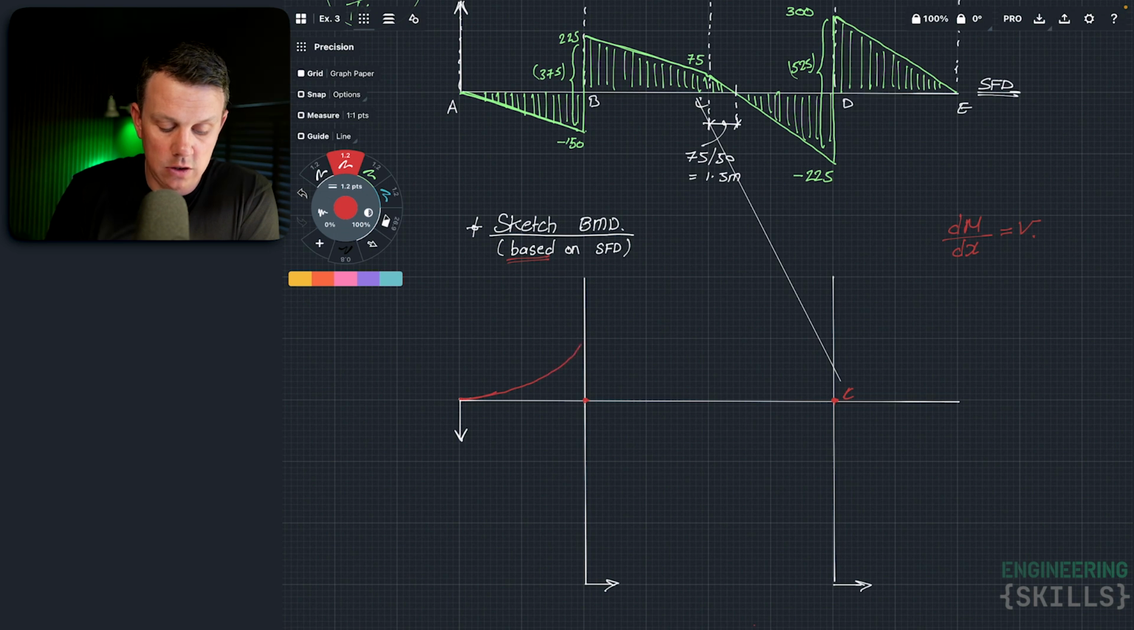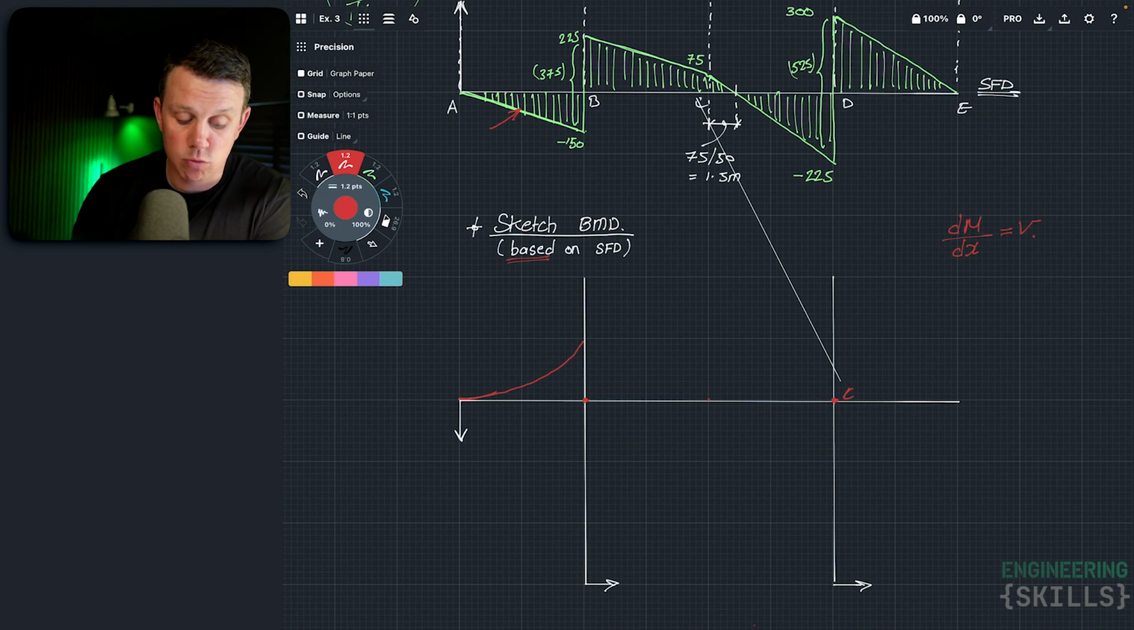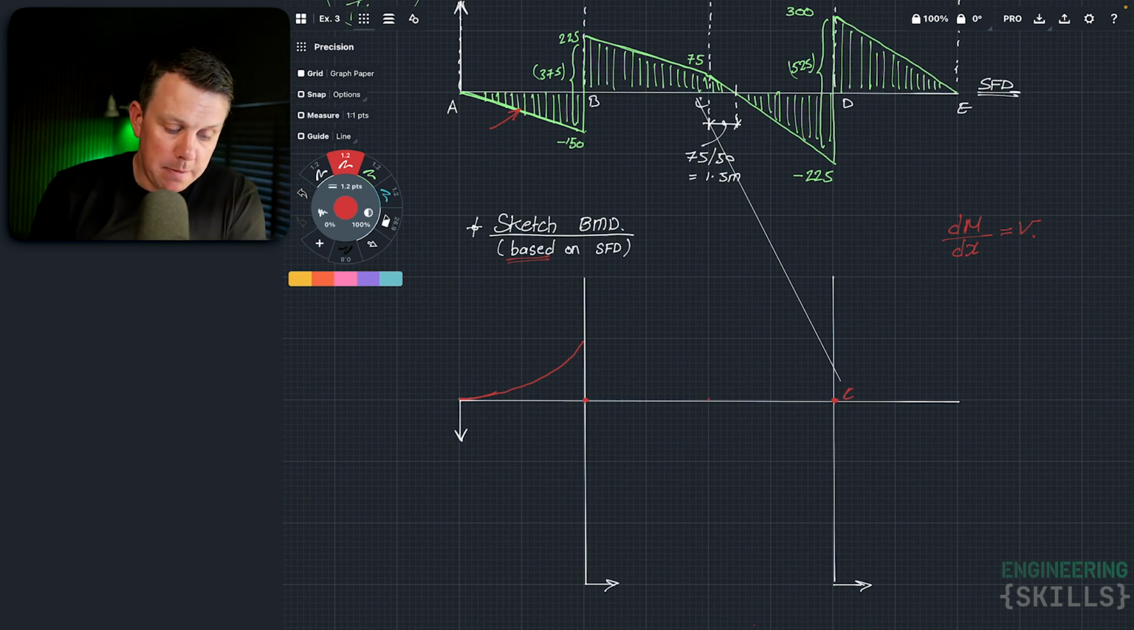So it's curving up like that, and that's purely based on this line here being negative and sloping downwards, becoming more negative as we move to the right. So that has allowed me to draw this red curved line. Now let's go between B and C. The first thing we can say is at C here, there's a hinge, and I know the bending moment has to be 0 at that point.